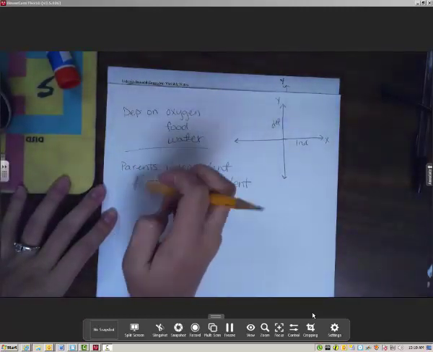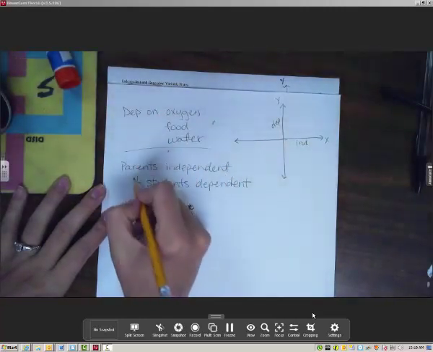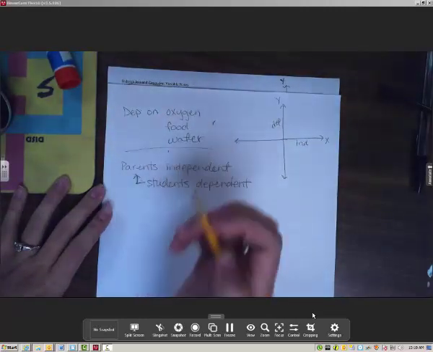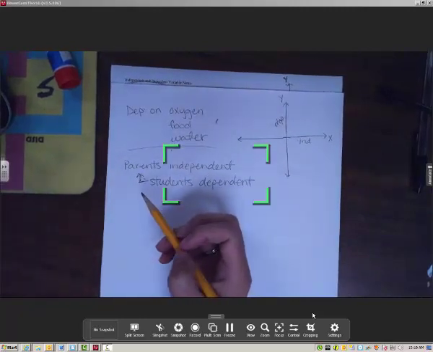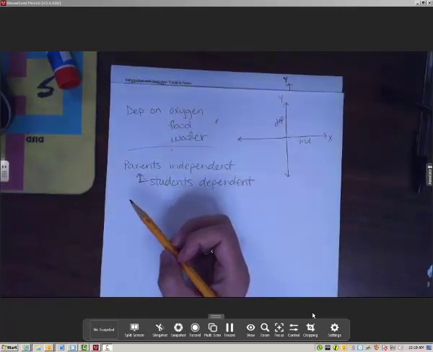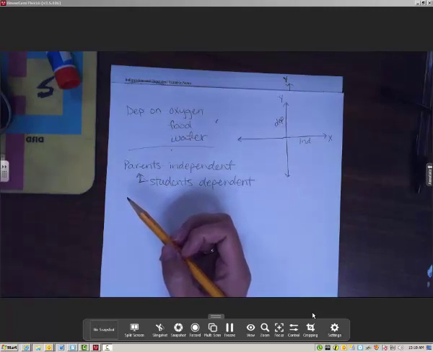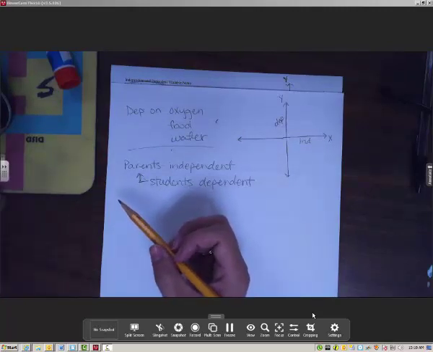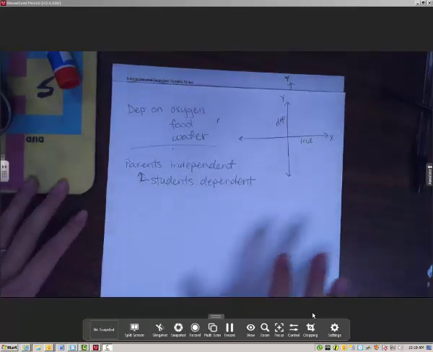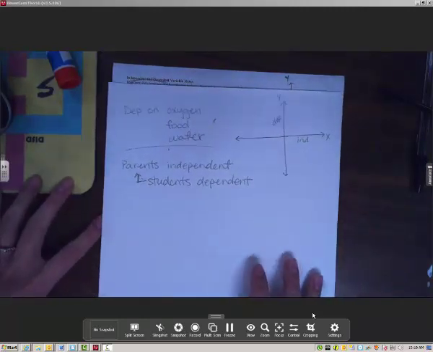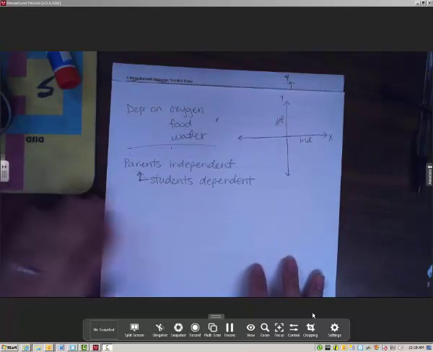So really this arrow should be going the other way. You depend on your parents, okay? Now if you think about me and my parents, I am independent of my parents. I do not depend on my parents because I have my own job, I pay my own bills, I have my own car. So I do not depend on my parents, but you as students do, okay? So that just gives you a little information about what independent and dependent means, okay?